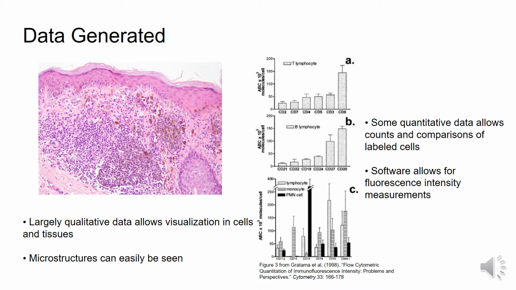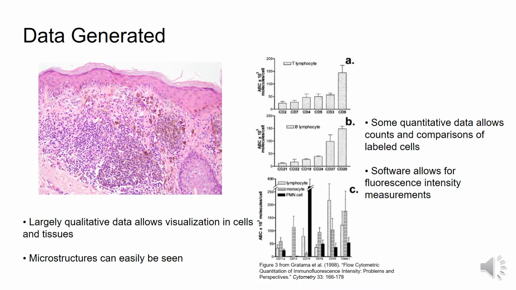And now for the data. Since the goal of these techniques is to allow for visualization of cells and tissues, the data generated is largely qualitative. For instance, the skin sample that you see here clearly distinguishes between the epidermal and the dermal layers, but it really doesn't offer much in the way of quantitative data. Most of the microscopic images offer insight into structure of the samples, which can also help researchers to understand functions and interactions of cells and their cellular components.